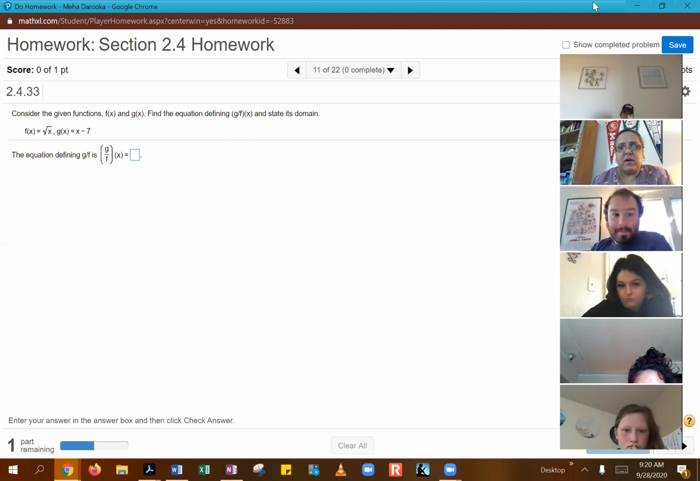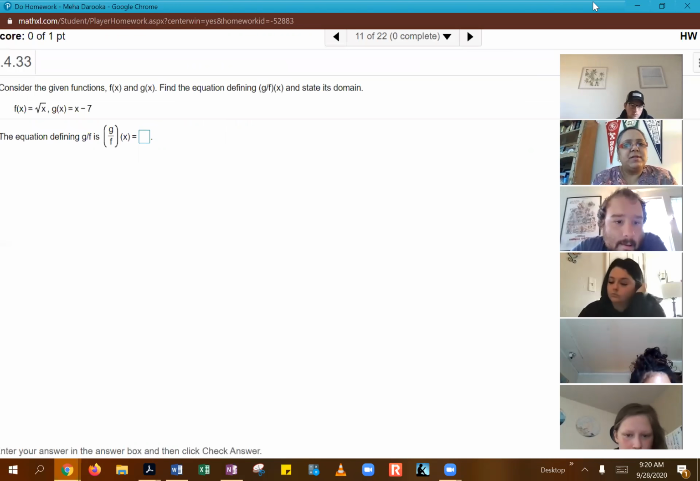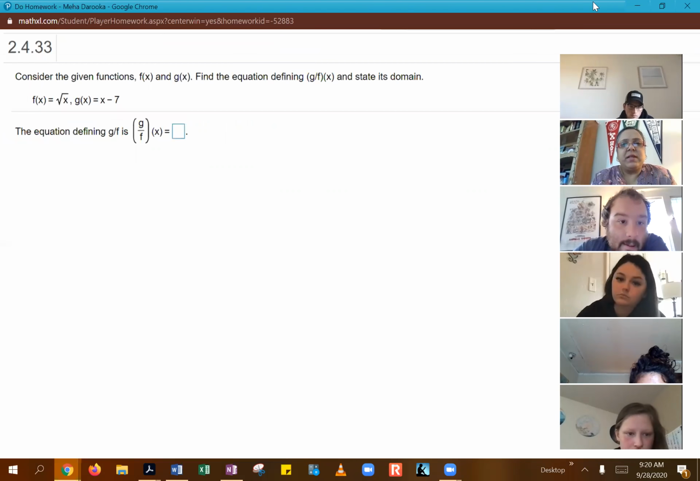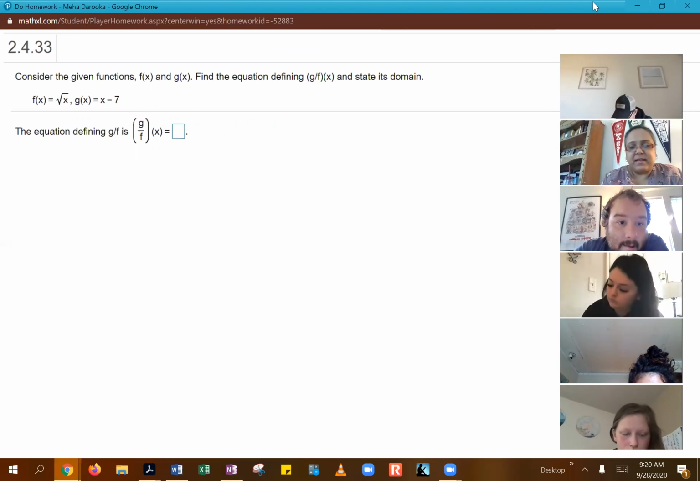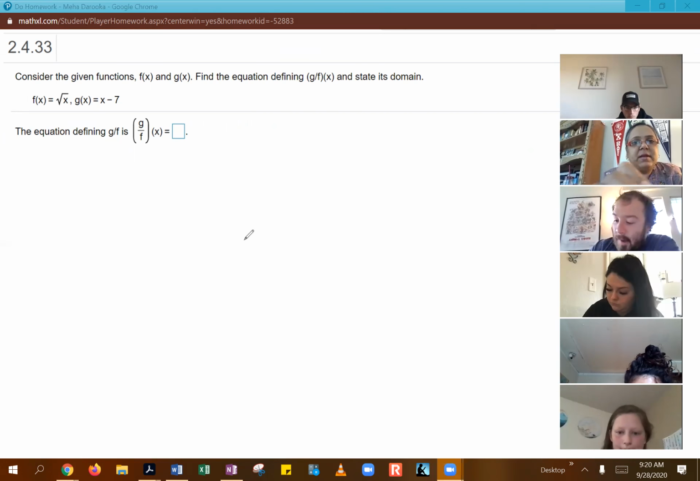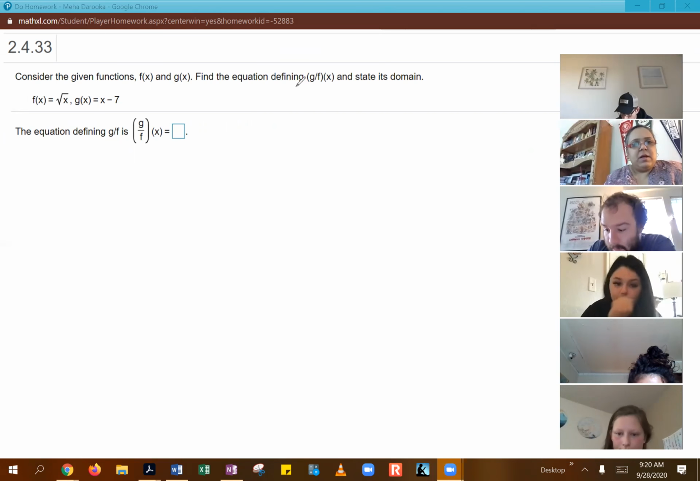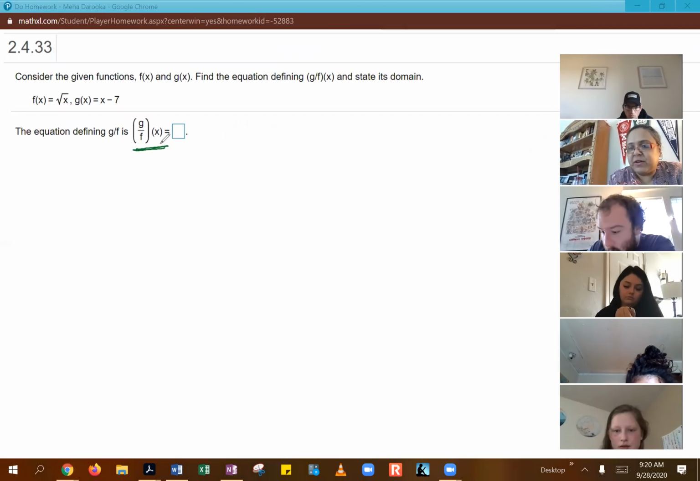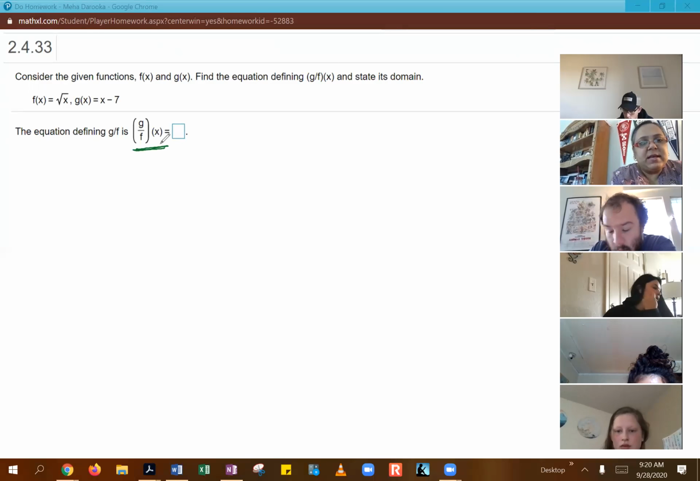Okay, so hopefully you can all see this. We've got two functions, f and g, and they're basically asking us to find what the equation for g divided by f would end up looking like. And they're also asking us to find the domain of this function. So again, that order is going to be important. You can see we have g as the function on the numerator, f as the function on the denominator.